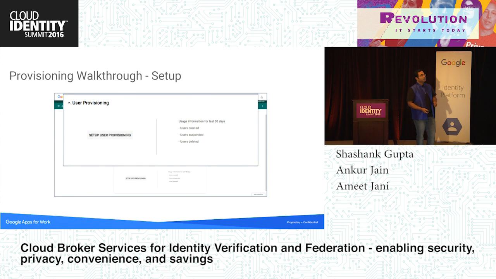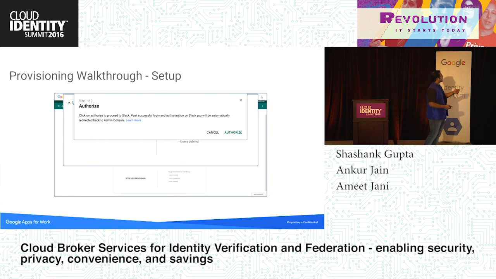So what we've tried to do is make the setup as seamless and easy as possible. It's a minimum 3-step process, and that gets you set up for user provisioning going down the line. Step 1, what we ask you to do is actually authorize us so that Google gets authorized to start creating users at the Slack end, right?